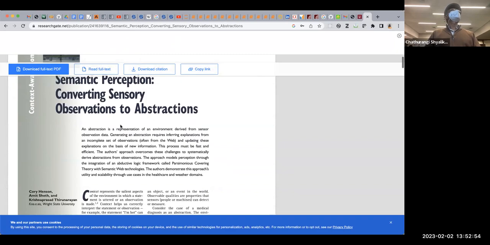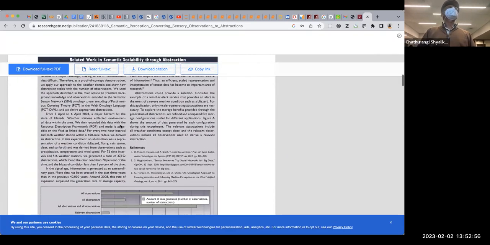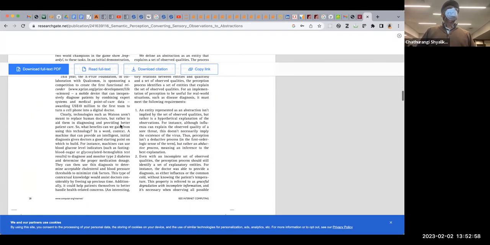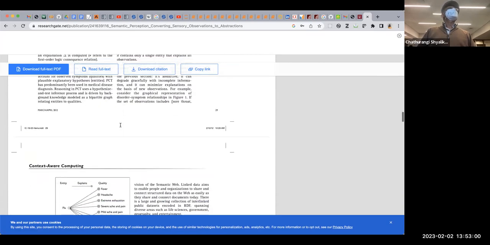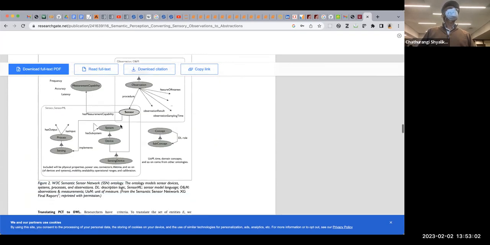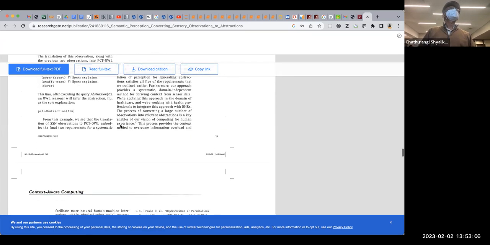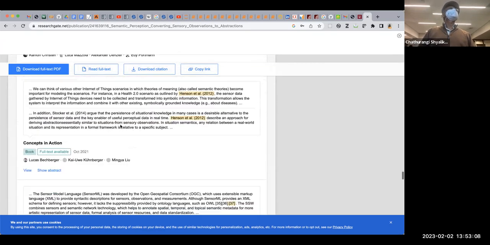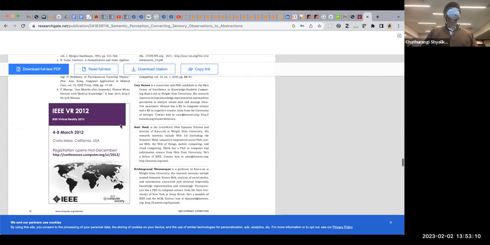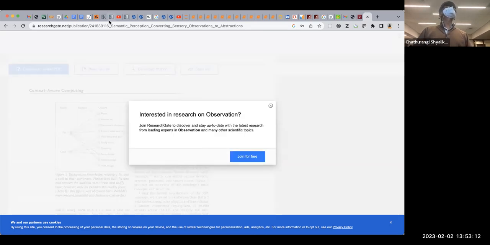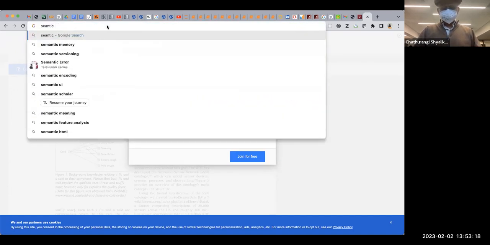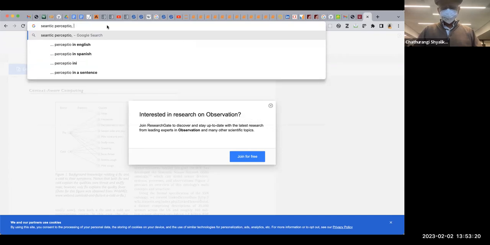Okay, this might work. So converting sensor and abstraction, let me see. I'm looking for... You need the PDF, right? I found the PDF.